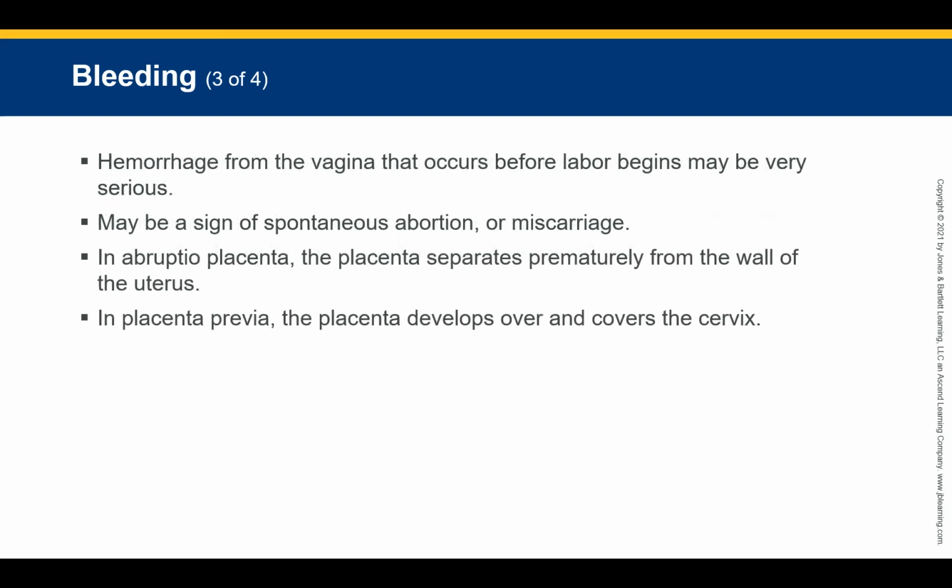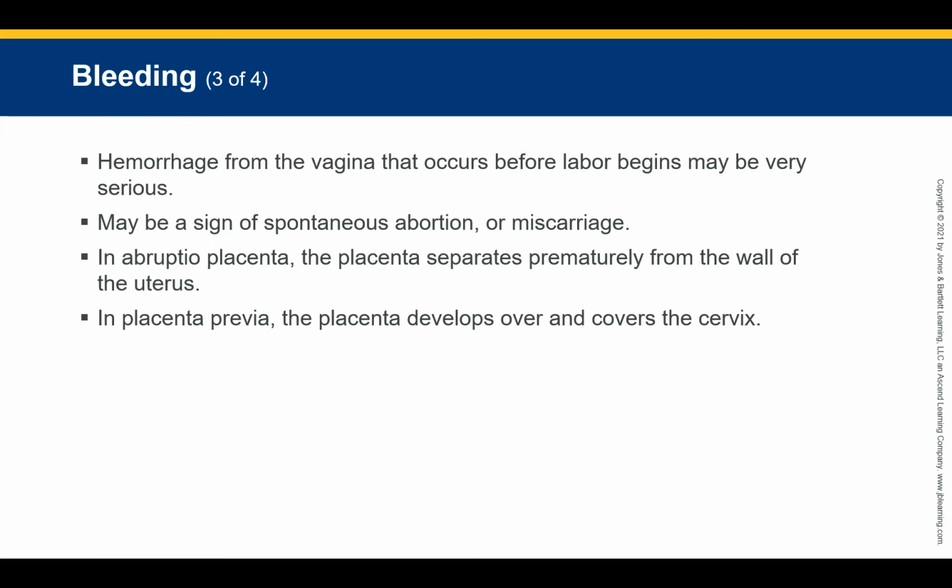Hemorrhage from the vagina that occurs before labor begins may be serious. In early pregnancies, it may be a sign of a spontaneous abortion or a miscarriage. In later stages of pregnancy, it may indicate abruptio placentae, where the placenta separates prematurely from the wall of the uterus. It is most commonly caused by hypertension or trauma. With placenta previa, the placenta develops over and covers the cervix.